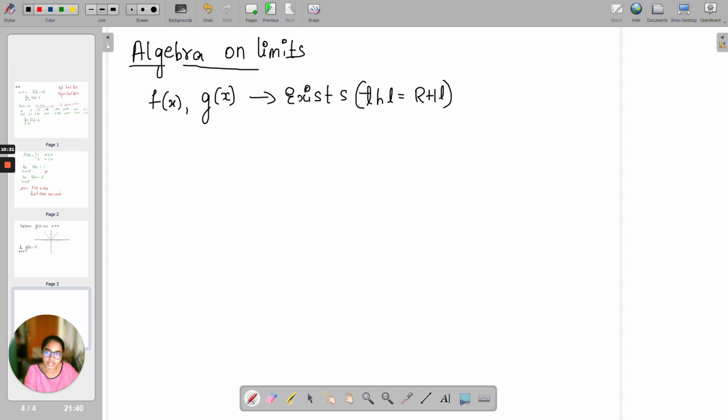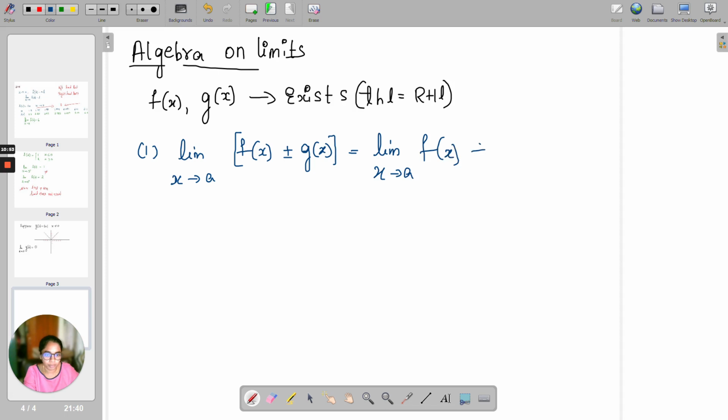So yes, for f of x and g of x, if the limit exists, then I can write the first one as: f of x can be added and subtracted. The limit x tending to a, f of x plus or minus g of x would be equal to limit x tending to a, f of x plus or minus limit x tending to a, g of x.